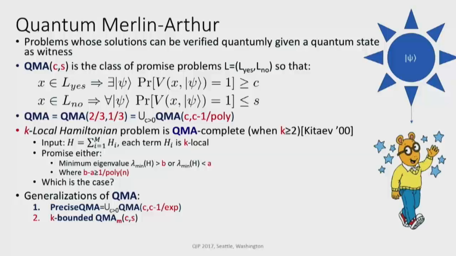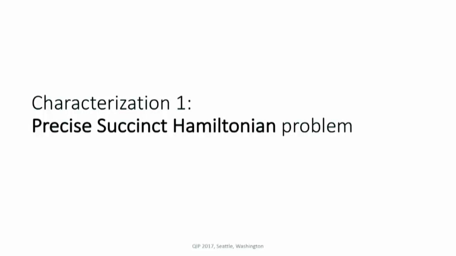And then a totally generic definition is a K-bounded QMA_M, which just means that Arthur's verification circuit acts on K qubits, and Merlin sends an M qubit quantum witness. So standard QMA would be the case in which K and M are polynomials, and C and S are 2/3 and 1/3. Great. So let me tell you about this first characterization, which is the precise, succinct Hamiltonian problem.